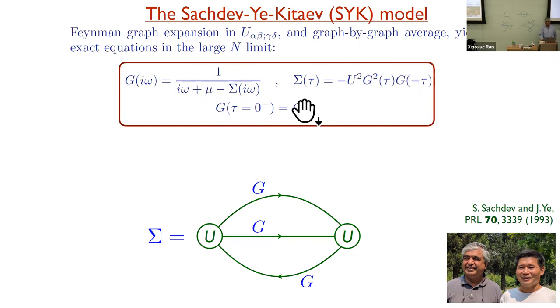But there's some things you can figure out quite simply, which I figured out very early on. First of all, you can quickly see from these equations that if there's any solution, the solution must be gapless. There cannot be any kind of exponential decay of the Green's function at long time. It must be a power law decay. And the reason is the following.